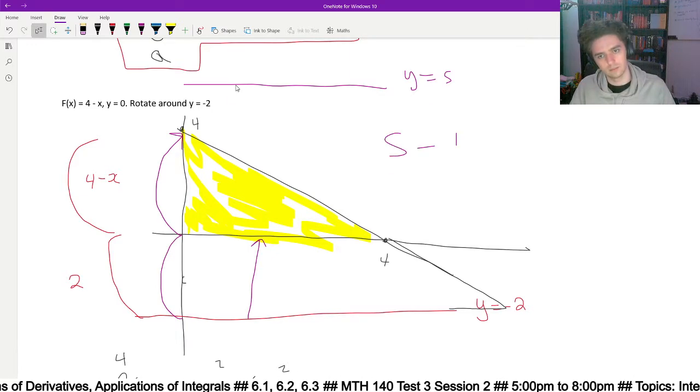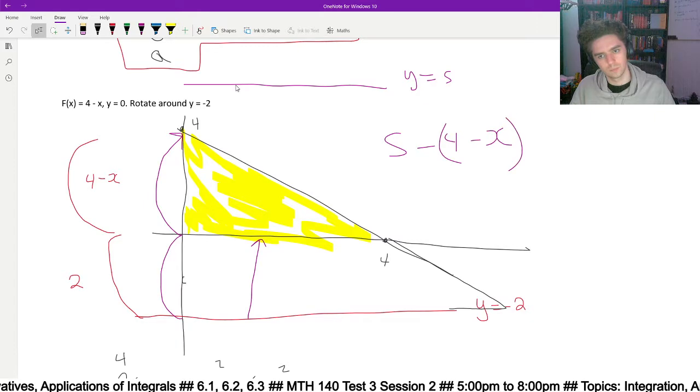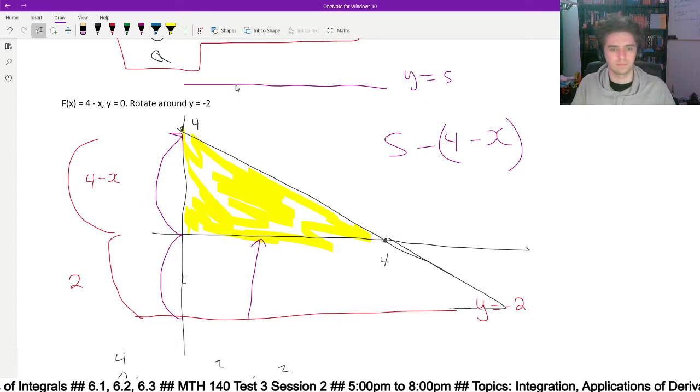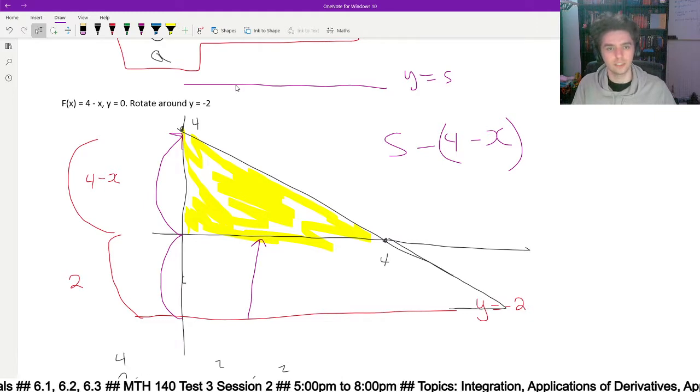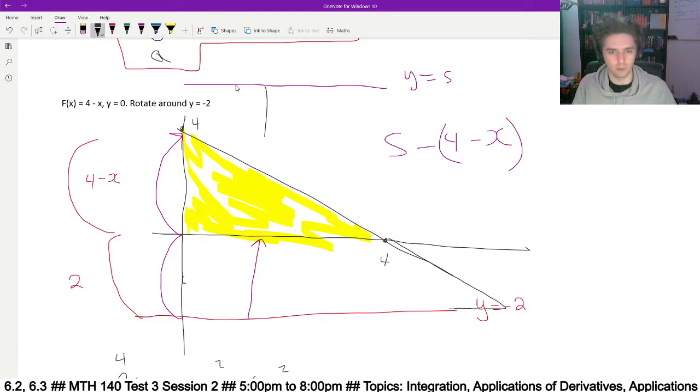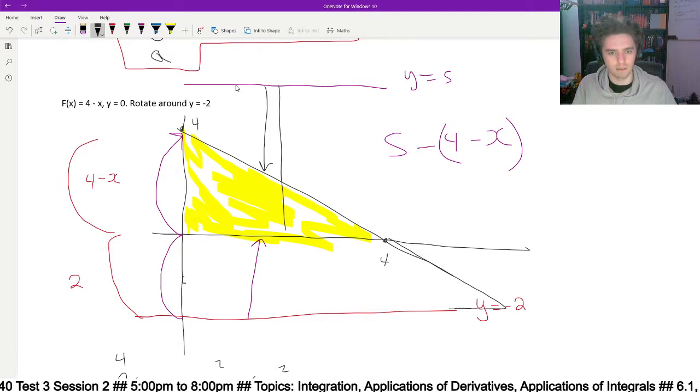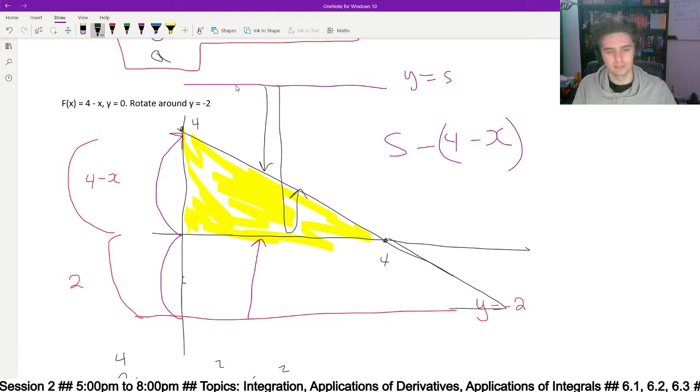Yeah, like she said, it depends on where the axis of rotation is, so you'd have to account for that. Just the best way to ask is how far away is this? How far away is that? So this is 5 minus 4 minus x.